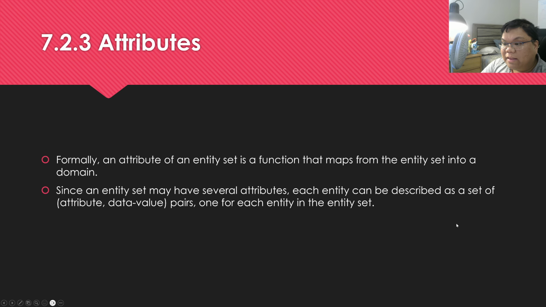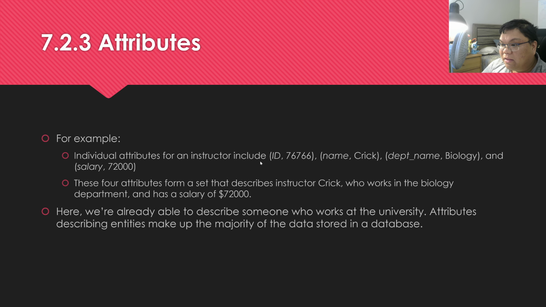Formally, an attribute of an entity set is a function that maps from the entity set into a domain. Since an entity set may contain several attributes, we can describe an entity as a set of attribute and data value pairs. So for example, ID 76776, name Crick, department name Biology, and salary 72,000. That describes a particular individual who works at the biology department.